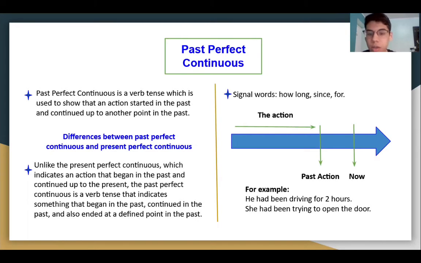We can explain the past perfect continuous with two examples. One of these examples is, he had been driving for 2 hours. The man began an action in the past, and this action ended at a specific point in the past. Then we have another example, she had been trying to open the door. The girl began to open the door in the past, during a different time, and then at a specific point in the past, this girl opened the door.